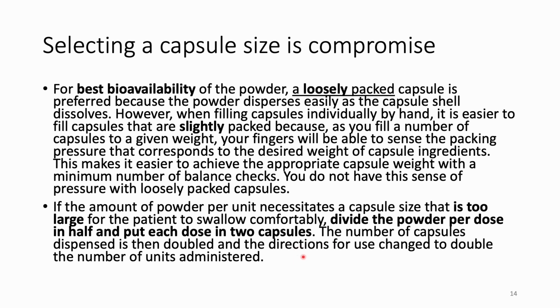So in this case, if originally it is 1 capsule packed in a large capsule, you can say take 1 capsule every 6 hours, for example. Because you change to 2 capsules, you have to adjust the administration instruction. You have to change to take 2 capsules every 6 hours, because now your 2 capsules contain the amount equal to 1 capsule in the original plan.